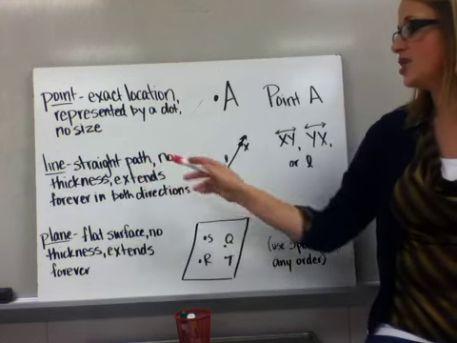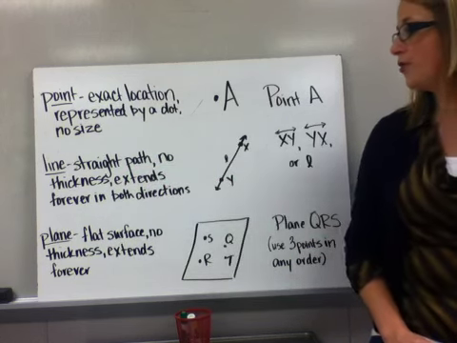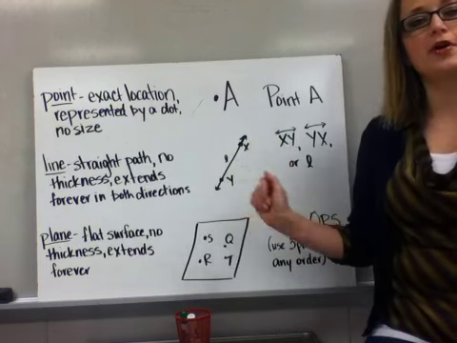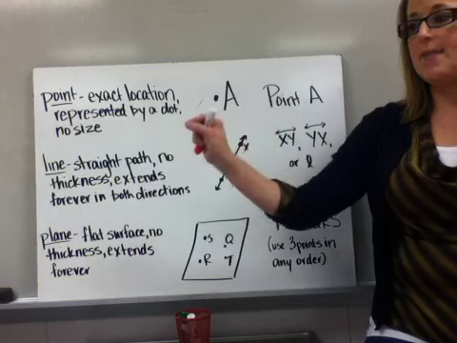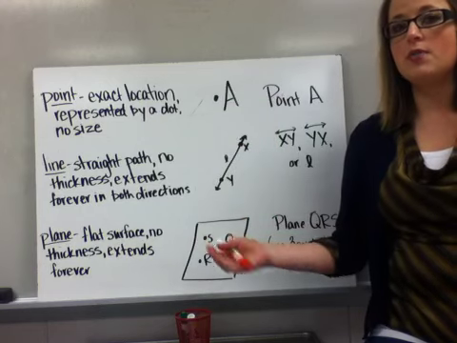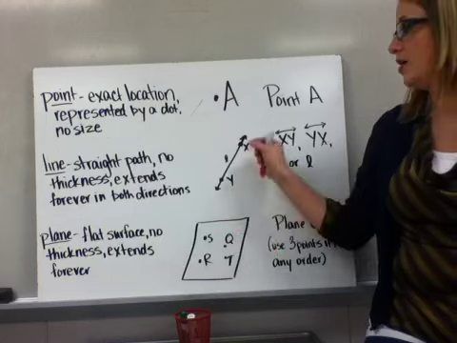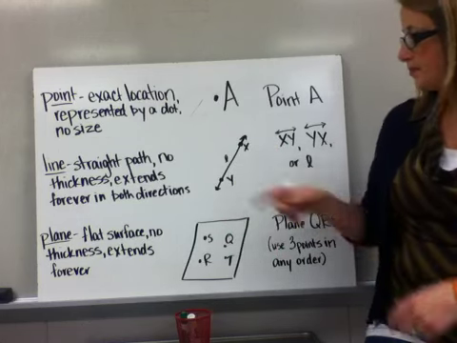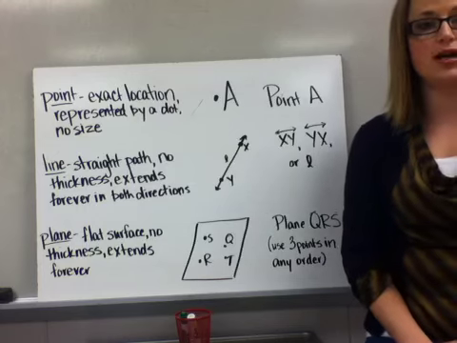For a line, this is a straight path. It has no thickness and it extends forever in both directions. It is straight. There are no bends or curves. No thickness. It is one-dimensional. It might be 4 inches long, but it's not going to be 4 by 2 inches. It doesn't matter how thick the drawing of the line is. The arrows on each side show that it extends forever in both directions.